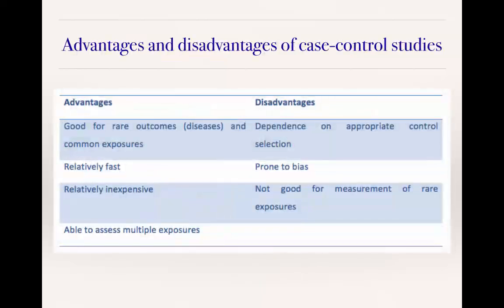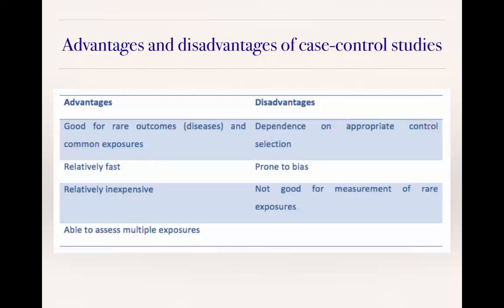We've already looked at one of the advantages of the case control study, which was the ability to assess multiple exposures. Some of the other advantages are that they're good for rare outcomes, obviously, because you can run around and find everyone with this rare outcome, collect them together, and then look at what exposures may have been present. And common exposures that will crop up reasonably frequently that you can pick up. They are happily relatively fast and relatively inexpensive.